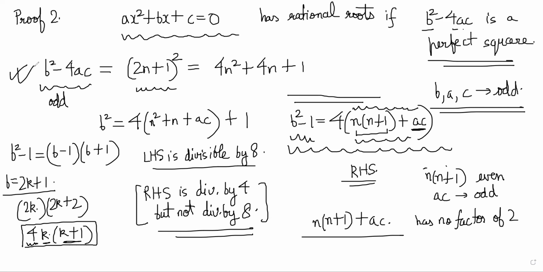Therefore, our initial assumption was wrong. Our initial assumption was that it has rational roots, from where we got this condition. So we have proved basically that if a, b, c are odd numbers, the quadratic equation cannot have rational roots. And we have proved it in two different ways, employing proof by contradiction both times, right? So hopefully you will also learn how to apply proof by contradiction in many different problems.